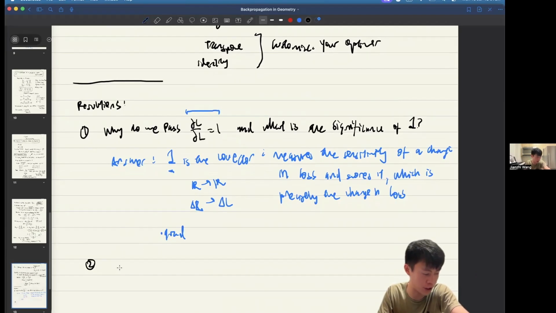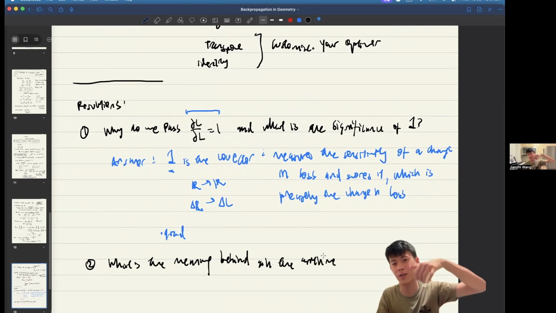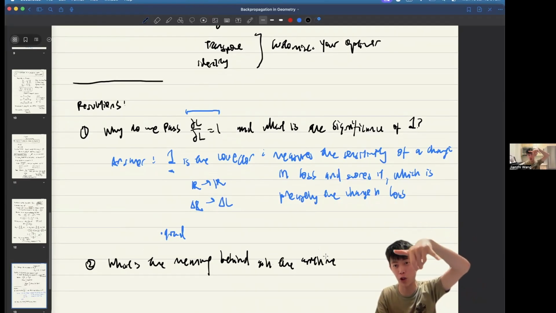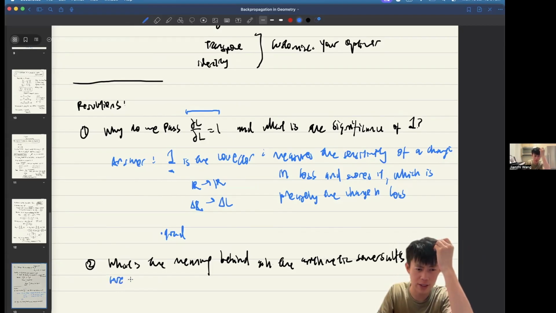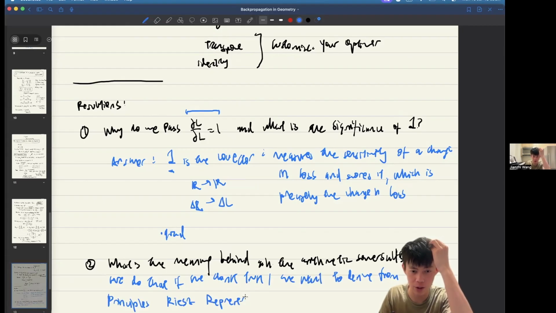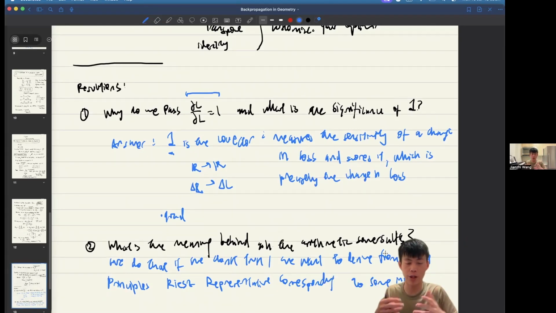The second point of confusion is, what is the meaning behind all the arithmetic somersaults that we did? You remember we talked about how we formulated some trace and we did some cyclic permutation to express it in inner products. So I think the resolution is we do that if we don't trust or we want to derive from first principles the Riesz representative corresponding to some input. As you recall, we expressed things in the form of inner product. So the first argument in that inner product is in particular the Riesz representative that we want to find.